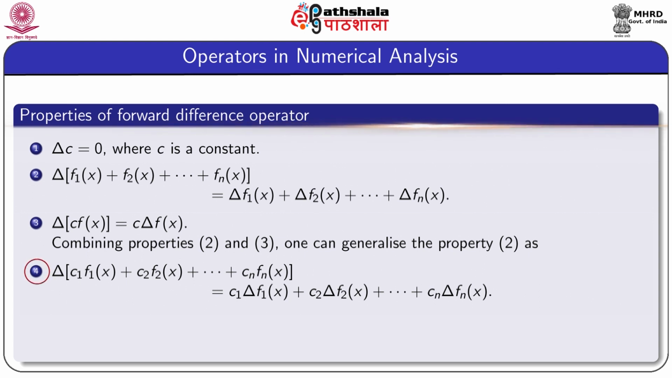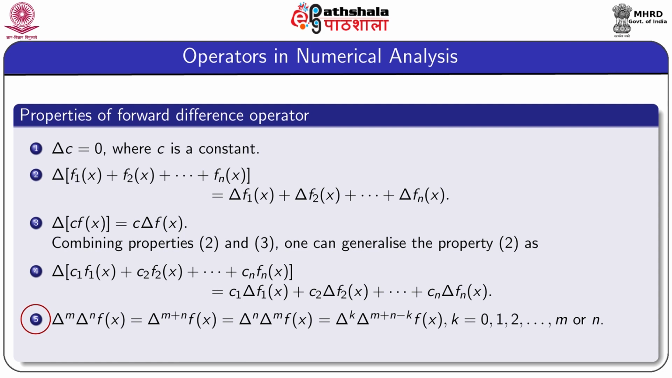And property 4 is delta of c 1 f 1 x plus c 2 f 2 x plus dot dot dot plus c n f n x equal to c 1 delta f 1 x plus c 2 delta f 2 x plus dot dot dot plus c n delta f n x. This is similar to a linear operator, that means we can say that the forward difference operator is a linear operator.